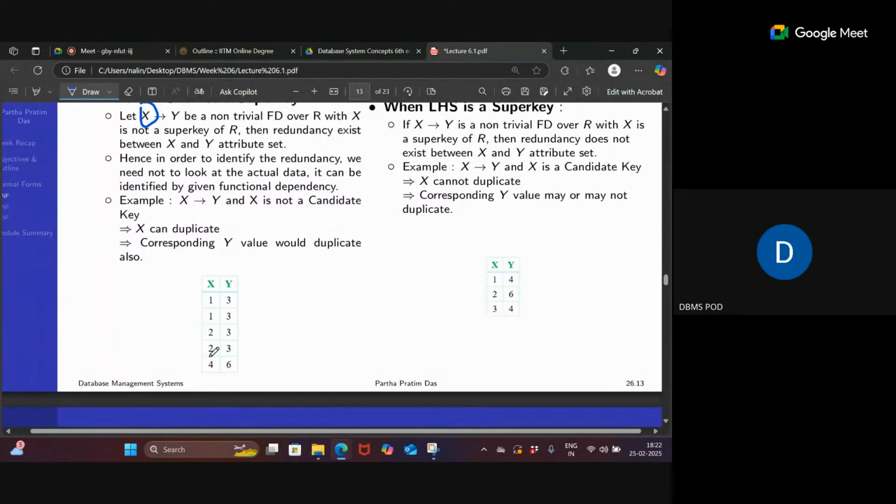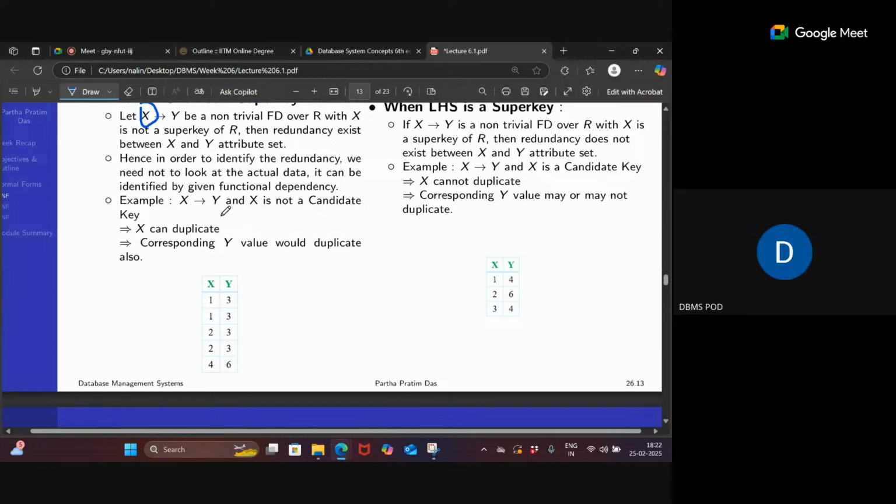You can see X is not a super key. It is not a key. It is not a super key. And you can see the redundancy is there. If X is not a super key for functional dependency X determines Y, then redundancy will exist in 1NF. Hence, in order to identify the redundancy, we need not look at the actual data. It can be identified by the given functional dependency.